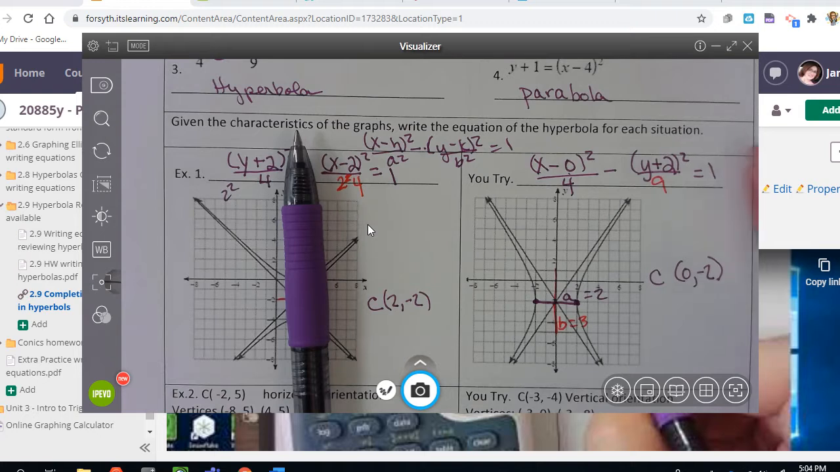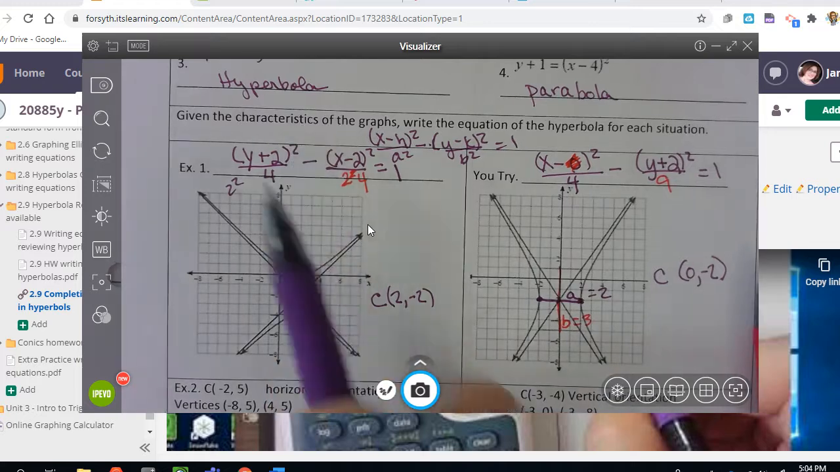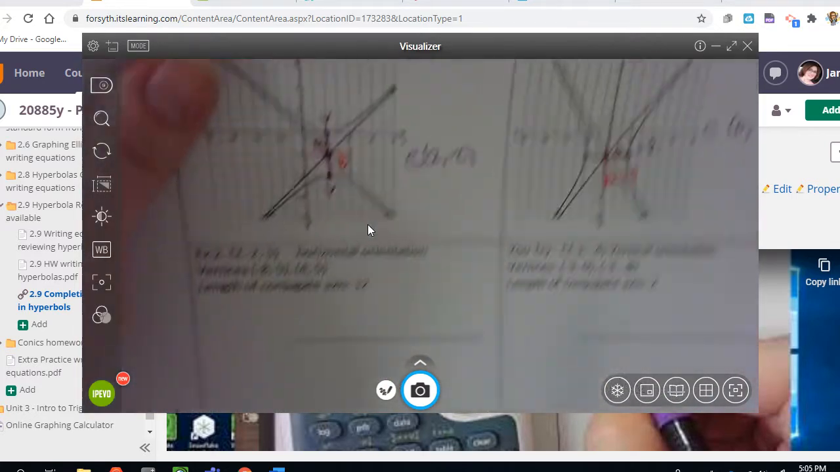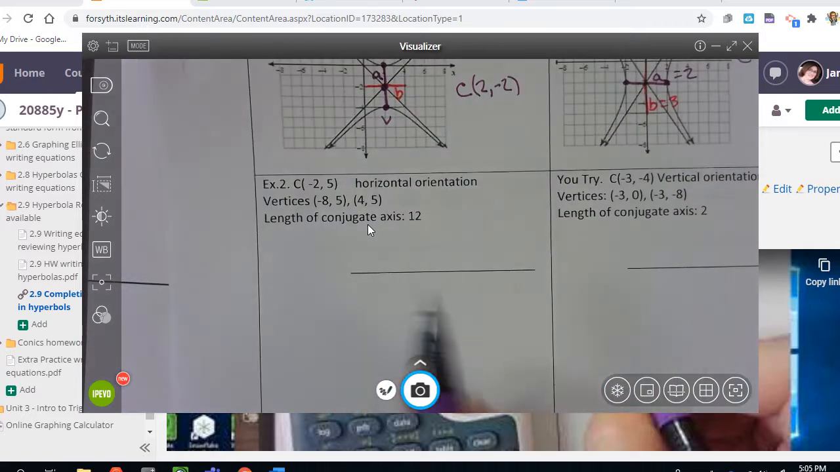If you decide to leave that out, I'm okay with that and just have x squared. Okay? I'm done. All right, so I did the you try along with it. This one, I'm not going to do both of them. I'm just going to do one. I wanted you to see how easy that was.